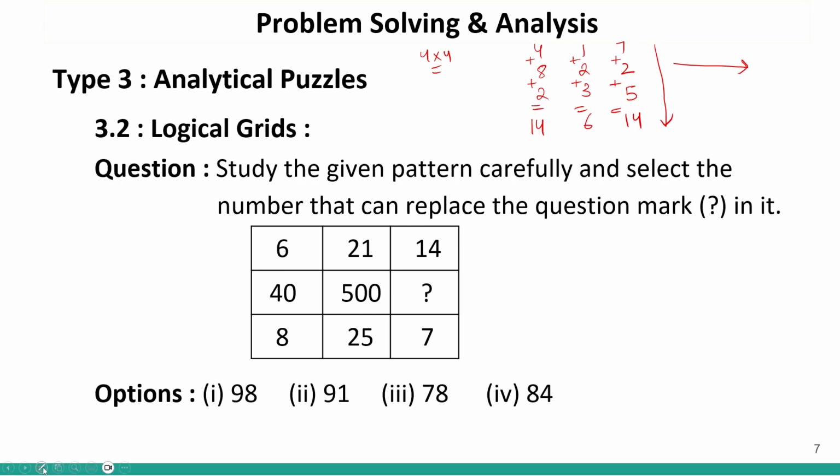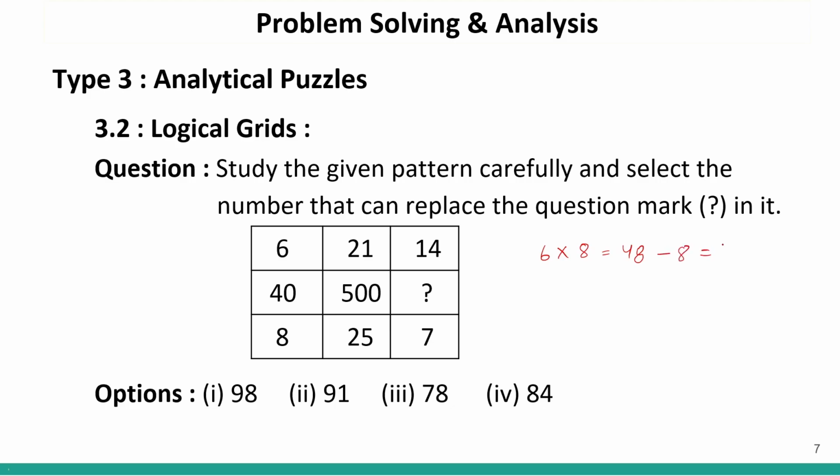Now, let us look at this question. A logical grid is given to us and we have to find the solution. We have 6, 21, 14, 40, 500 and a missing term, and 8, 25 and 7. We have to find this missing term. Over here, if I look at the first column, 6, 40 and 8, I can see that 6 into 8 gives me 48 and minus 8 gives me 40.